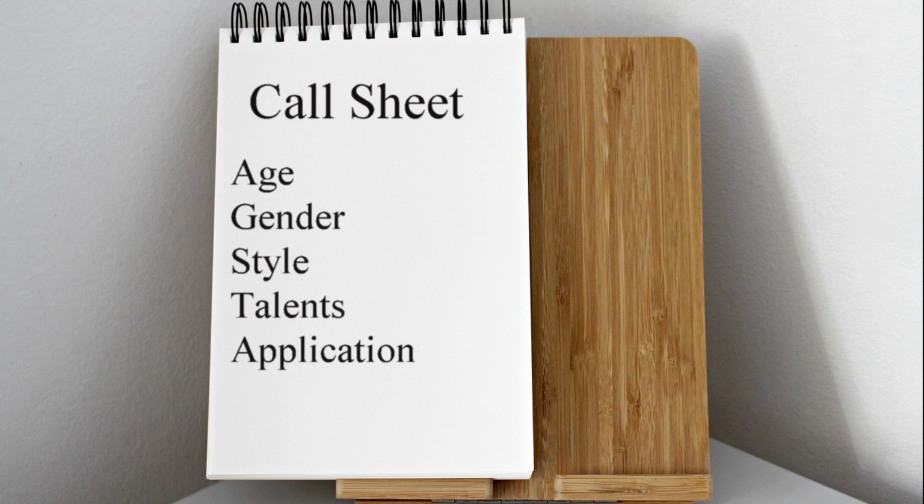On the audition call sheet or web page, the specific requirements of the audition will be presented. This includes, but is not limited to, age, gender, style, and any specific talents if needed. You will also have to fill out an application. A location to a link for an online application will be provided on the call sheet or web page.